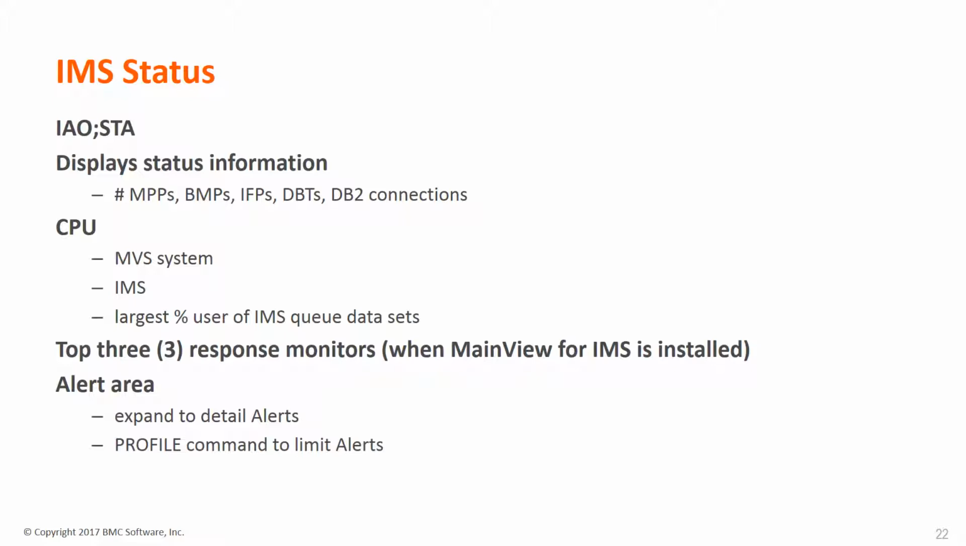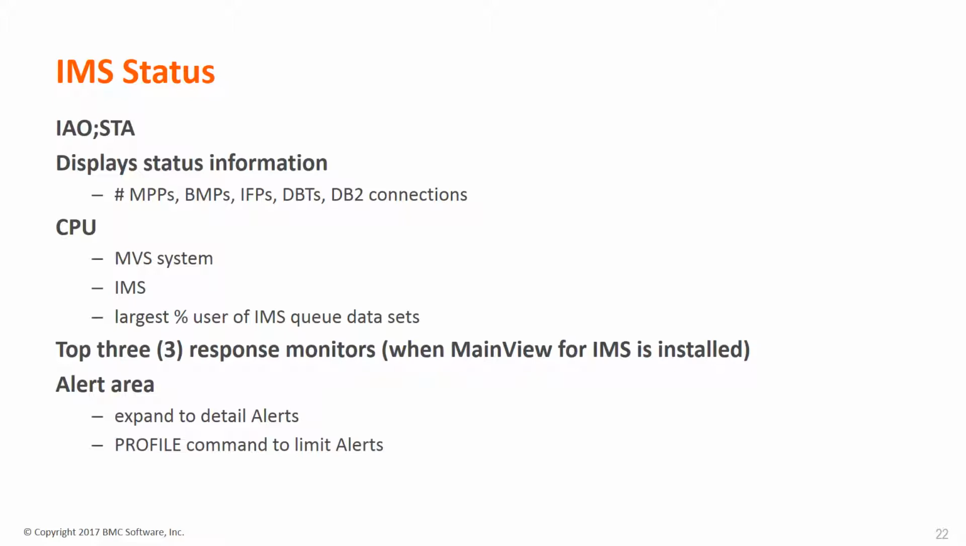The IMS Status OCD provides the overall health of your IMS regions. It provides status information about the number of MPPs, BMPs, IFPs, DBTs, and DB2 connections, as well as providing the overall view of the CPU usage in the environment, broken out by the MVS system, as well as by the IMS subsystem. It also shows you the largest percent user of IMSQ datasets.